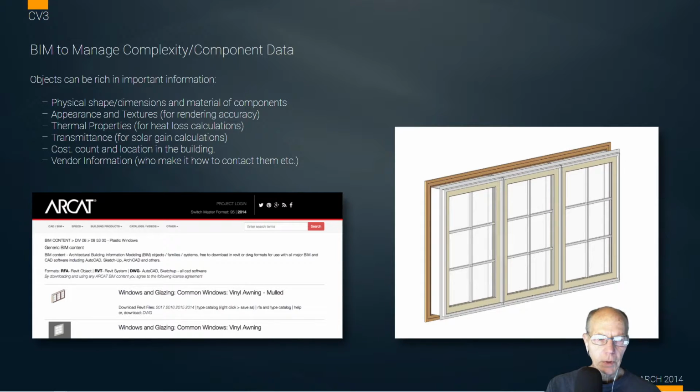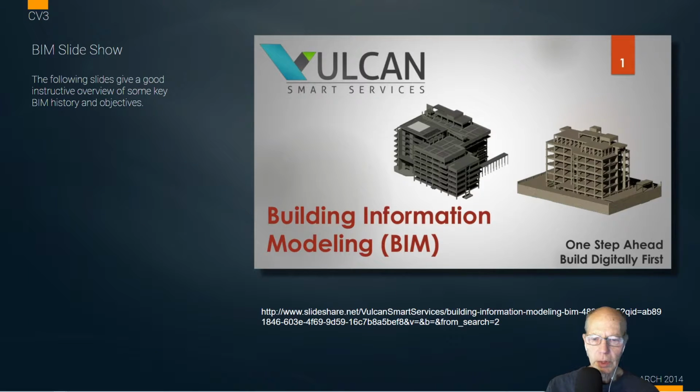None of the last things really mean much to us, but being able to understand thermal properties and light transmission, and also the appearance and texture of the thing to create an accurate rendering, are all really important to us to create great-looking models and well-analyzed models, as far as things like heat loss and whether we have enough light in the building to meet code, so to speak. So here's a good slideshow that steps us through this idea of BIM modeling also.